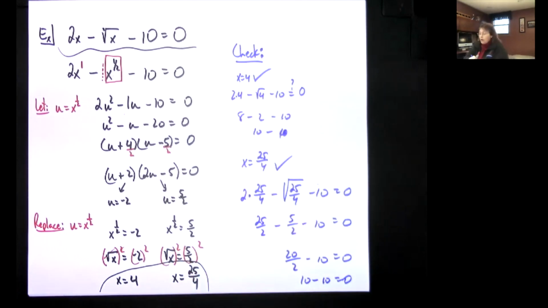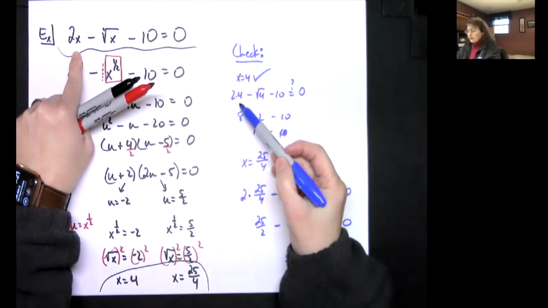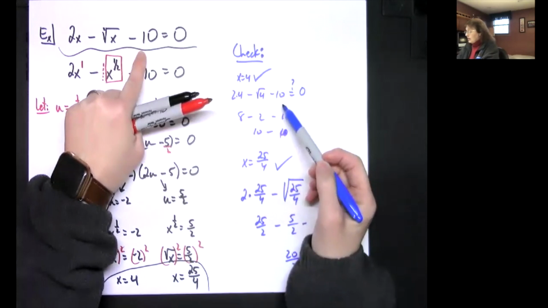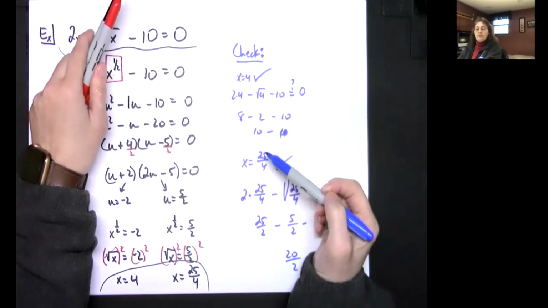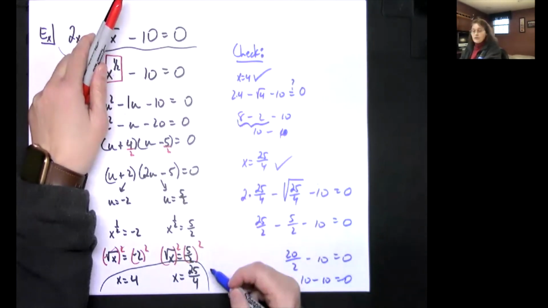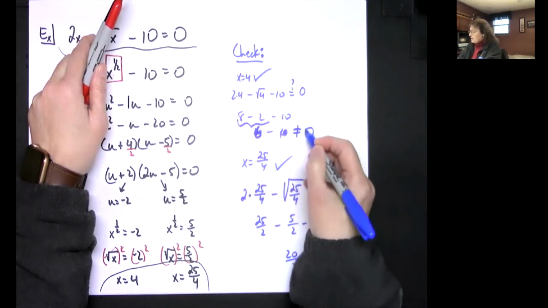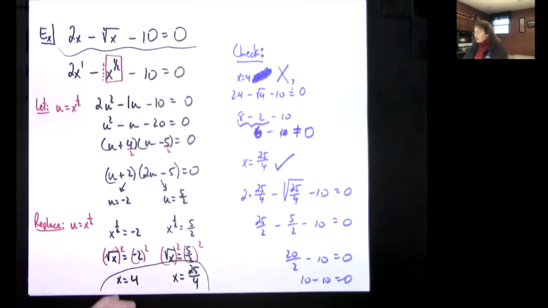However, in my notes, I am saying x equals 4 did not check. Anybody catch a mistake on my first one? X equals 4. You guys awake or are you all asleep out there? Okay. 2 times 4 minus the square root of 4 minus 10. That's going to be 8 minus 2. You guys are out there letting me screw up here. 8 minus 2 is 6. 6 minus 10 does not equal 0. Let's can this. This one does not work. The 25 fourths does work.